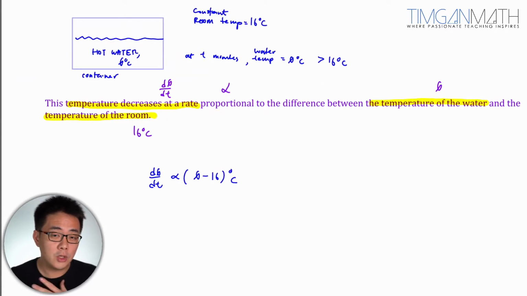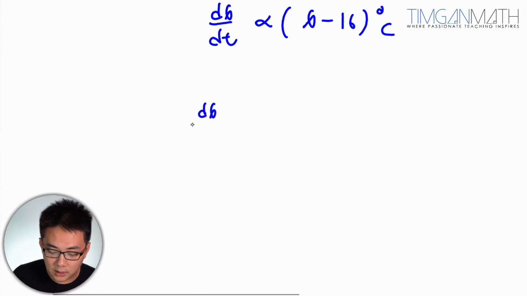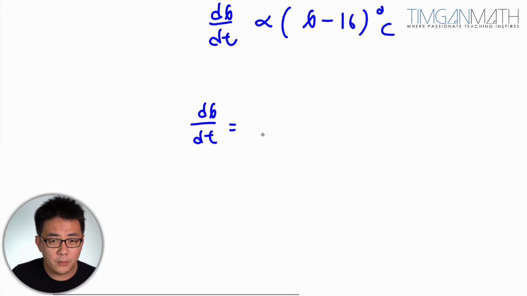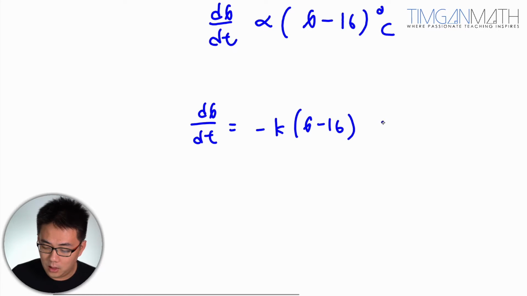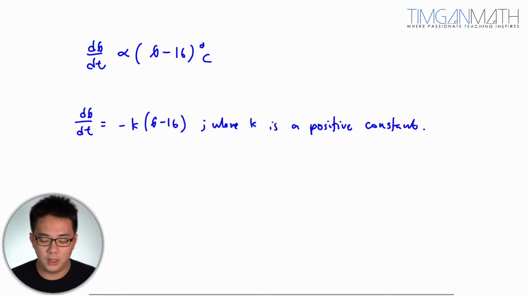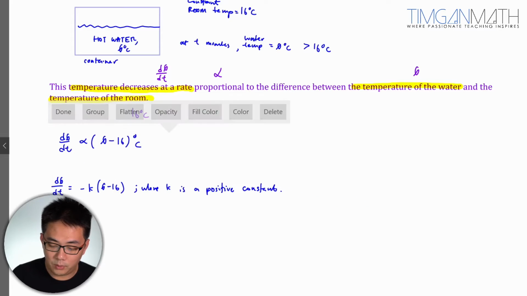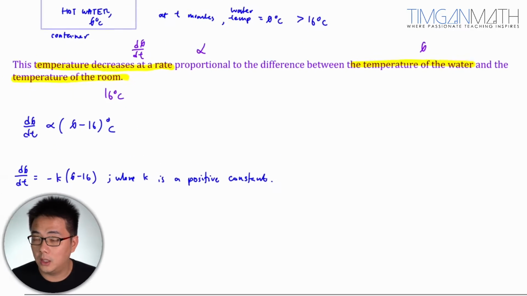The rate of change of the temperature is actually proportional to the difference between the water and the temperature of the room. So what you can write here is d theta dt equals minus k (theta minus 16), because it's a decreasing rate, where k is a positive constant. Okay, this is the first thing that we need. You must be able to write it out. Now once this is done, we're going to proceed to see what else.